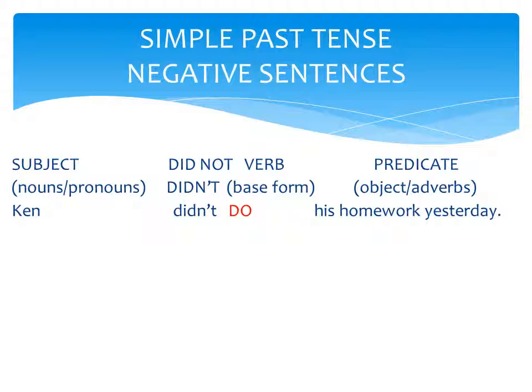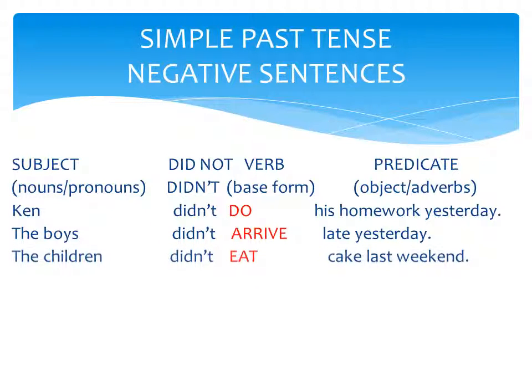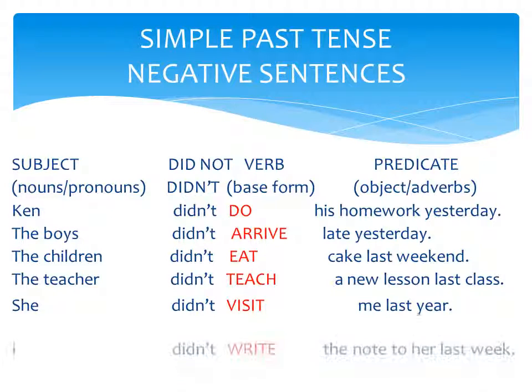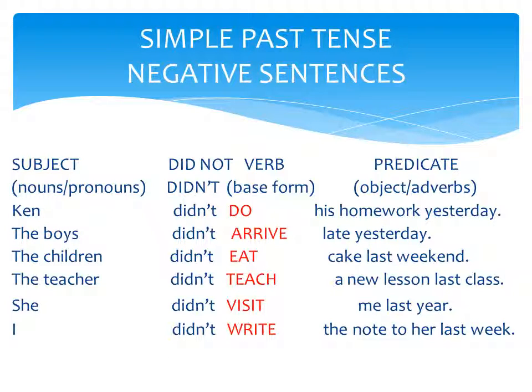As you can see, the base form of the verb is used because the auxiliary is already presented in the past tense. The boys didn't arrive late yesterday. The children didn't eat cake last weekend. The teacher didn't teach a new lesson last class. She didn't visit me last year. I didn't write a note to her last week.